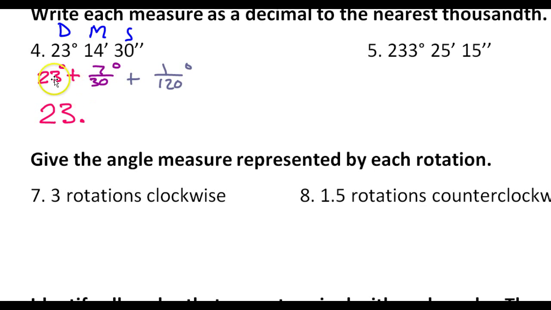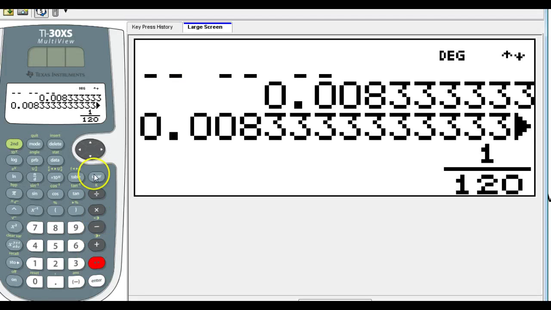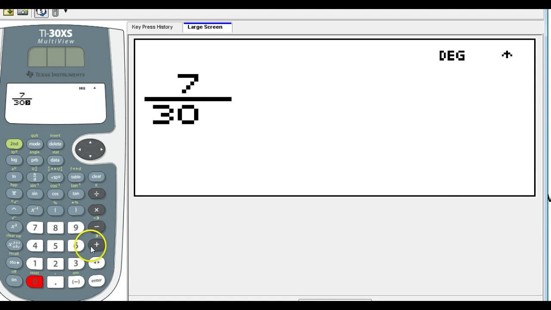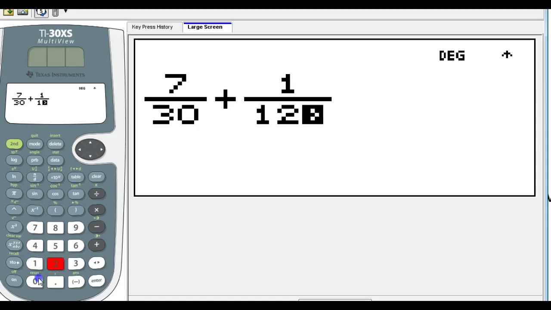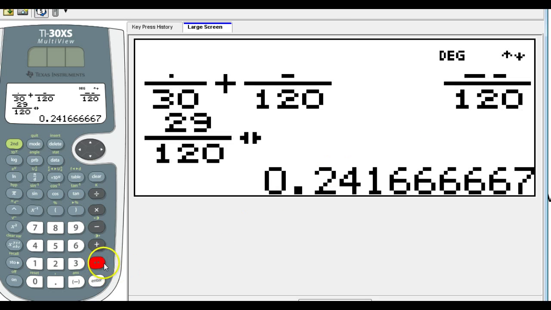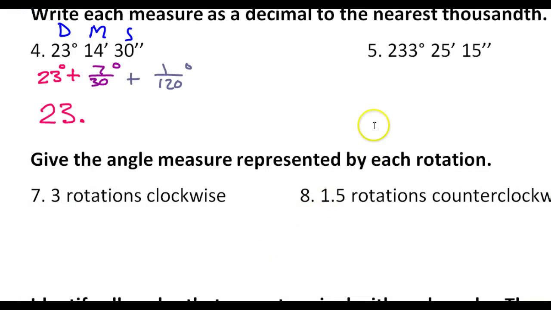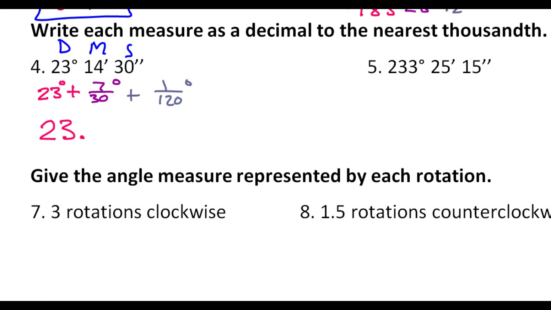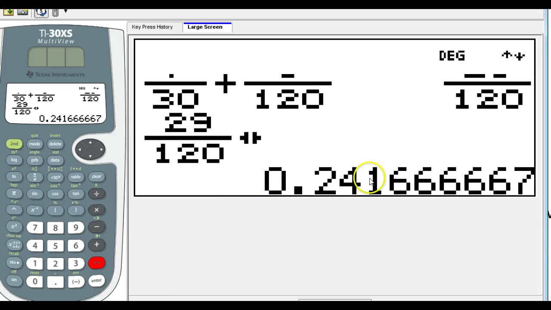So anyway, to get the final answer, now that we have all these lovely fractions all in degrees, just add them up. So we already know the whole number part is 23 point something. So really we just need to do 7/30ths plus 1/120th. Okay, and this time we want the decimal. So here's the decimal part, 0.2416. Now, what did we want to round to? Nearest thousandth, so that means 3 decimal places. Okay, so 0.242, got to round up.